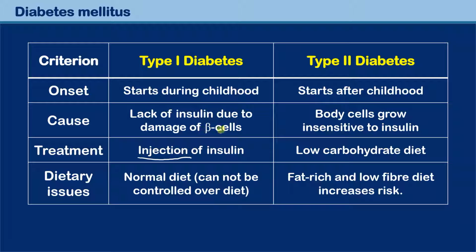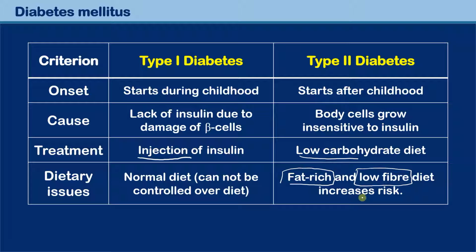because the problem is somewhere else. The problem is with the beta cells. And in type 2 diabetes, where people should have a low carbohydrate diet, they have to ensure that they still do not eat too much fat, and they should have a high fiber diet, because a fat-rich and low-fiber diet increases the risk further of type 2 diabetes.